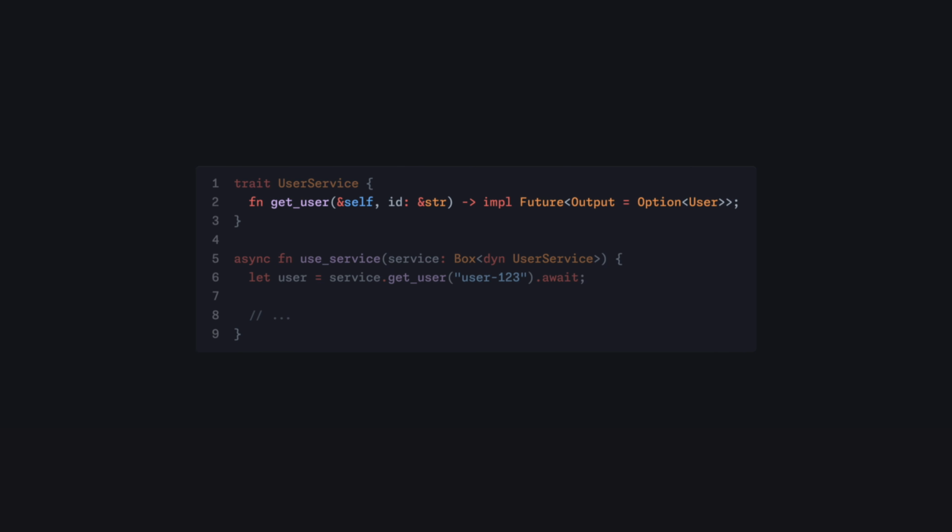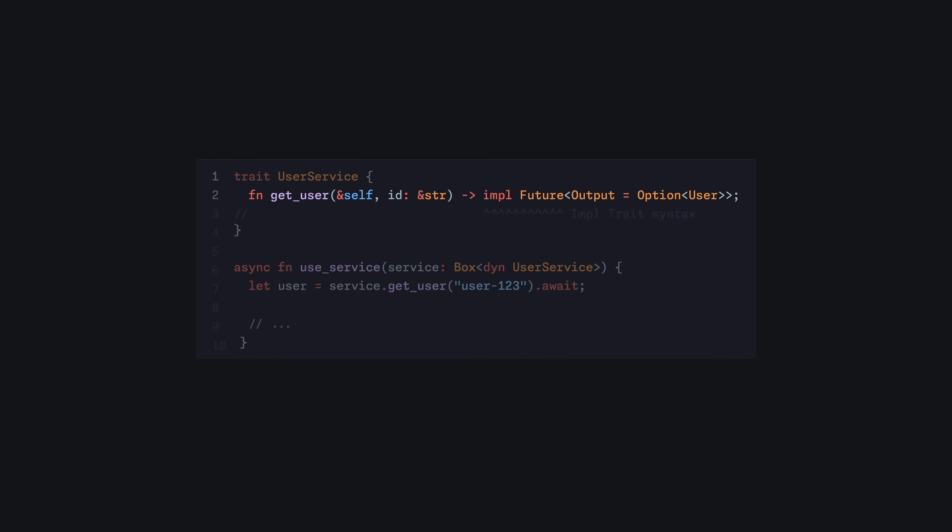getUser is just a regular method that returns some type which implements the Future trait. This impl Future return type is a special syntax in Rust called the impl Trait syntax. But to understand why we need this special syntax here, we need to first take a quick detour into how async Rust actually works under the hood. So let's step away from traits for a moment and come back to this once we have a better understanding of async Rust.